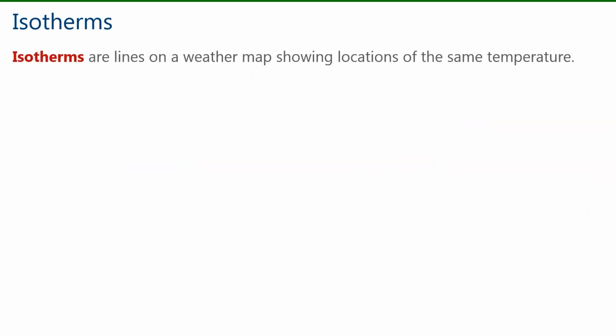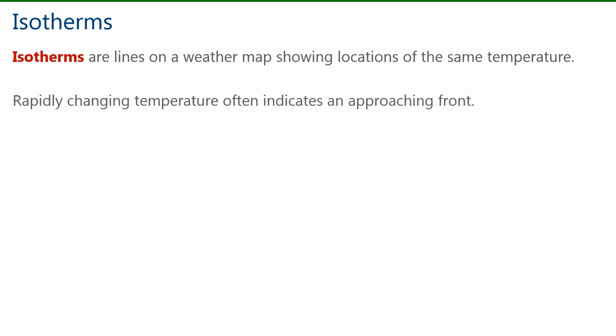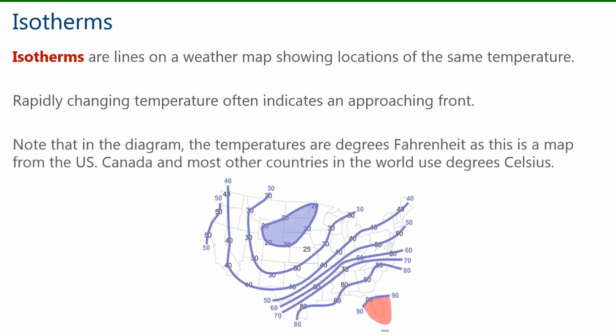Isotherms are lines on a weather map showing locations of the same temperature. I remember the difference between isotherms and isobars because therms is like a thermometer used to measure temperature. Rapidly changing temperature often indicates an approaching front. Note that in the diagram, the temperatures are in degrees Fahrenheit, as this is a map from the United States. Canada and most other countries in the world use degrees Celsius, and this map shows isotherms connecting locations of the same temperature.